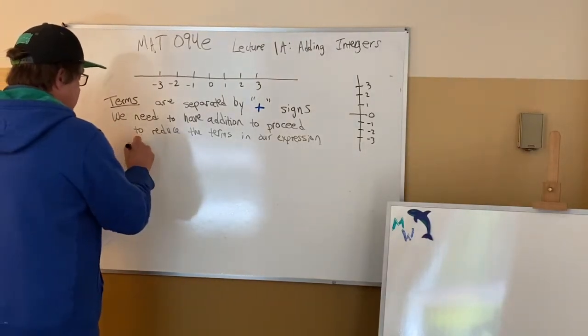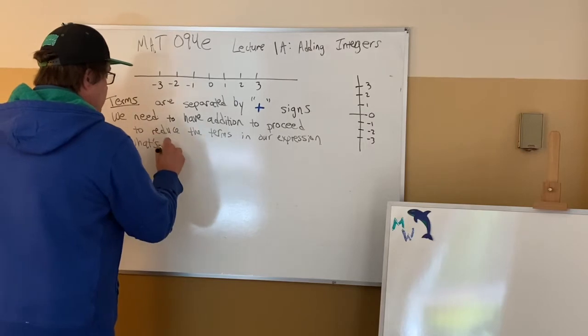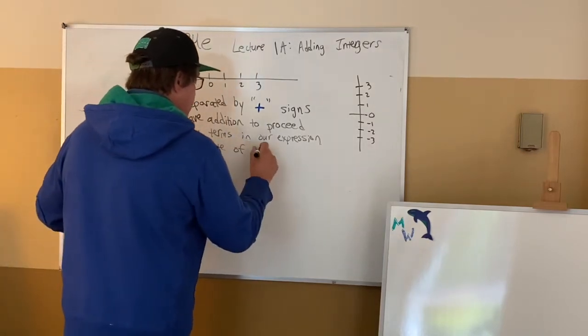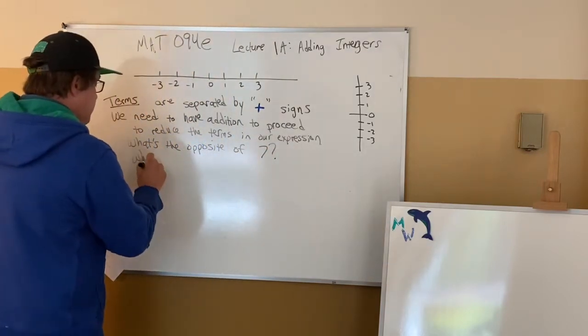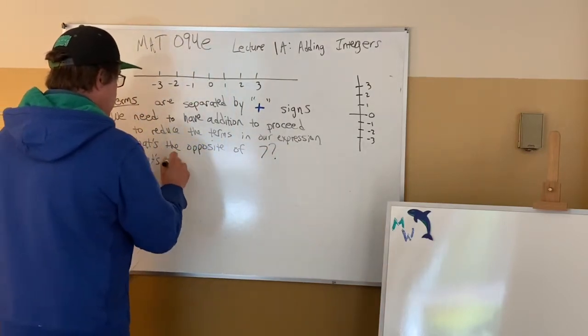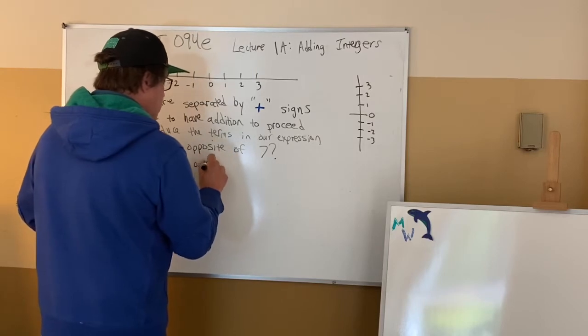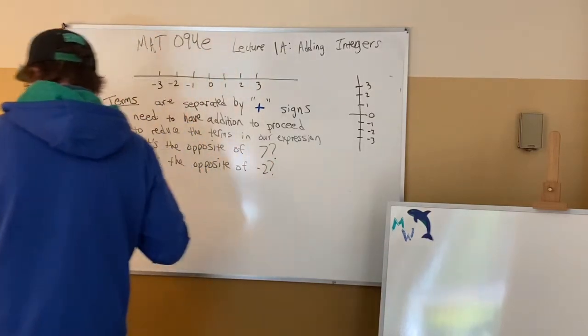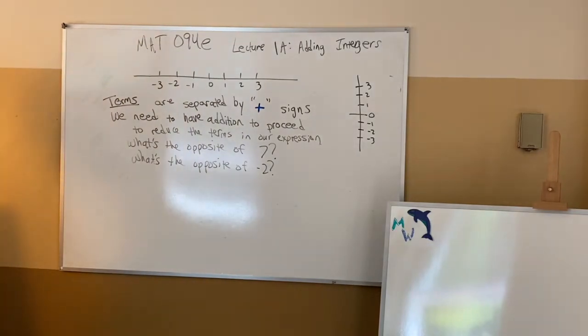So I'm going to ask you a couple questions. What's the opposite of 7? And what's the opposite of negative 2? If you're not sure, then you can stop the video right now and come back with your guesses. I'm about to show you what's going on here.